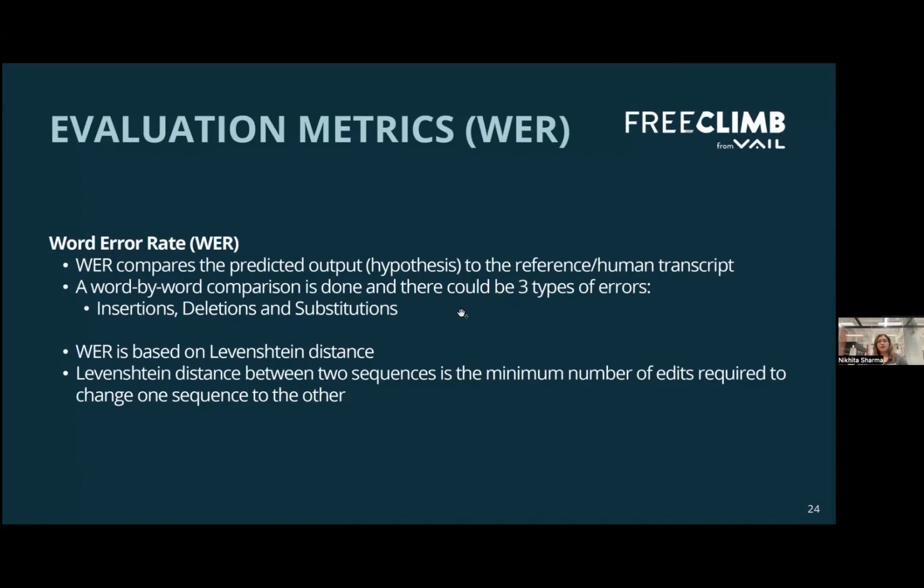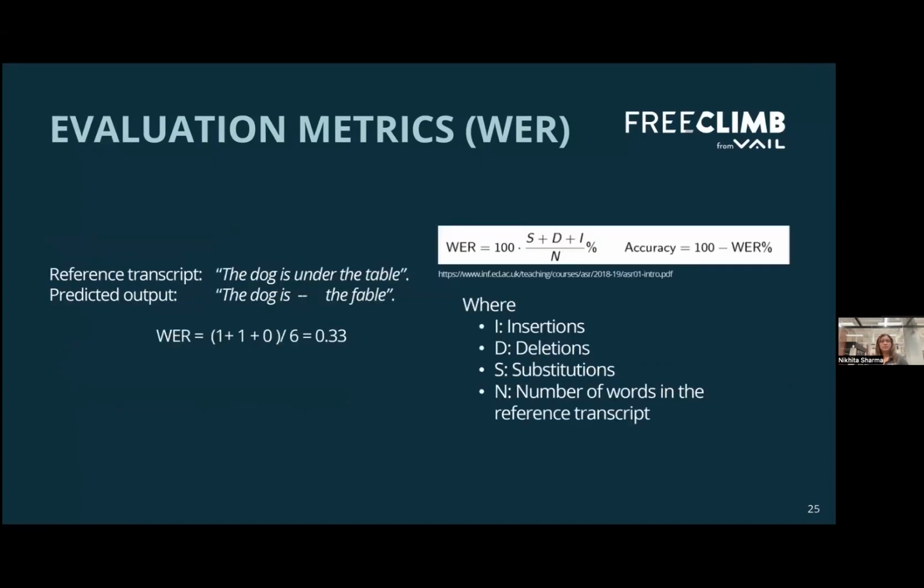And the idea is how many edits are required to change the hypothesis to the reference transcript. That's what the word error rate is trying to calculate. For example, if you have a human transcript, "the dog is under the table," and your model gives a predicted output of "the dog is dash the fable," you can see that there's one deletion here and one substitution. So that's how the word error rate is calculated.